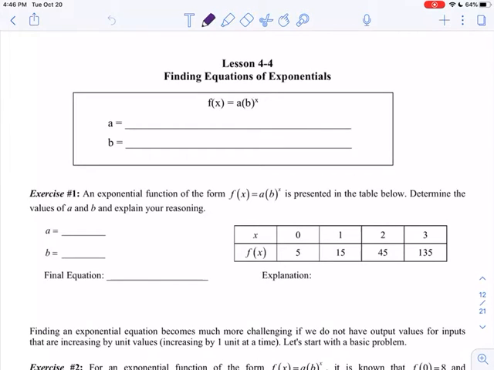Hi Algebra 2. Today we're doing Unit 4, Lesson 4, and we're finding equations of exponentials. So our exponential function is right here: f of x equals a times b to the x.